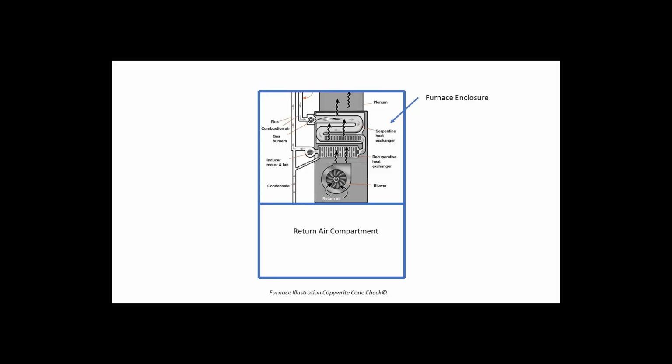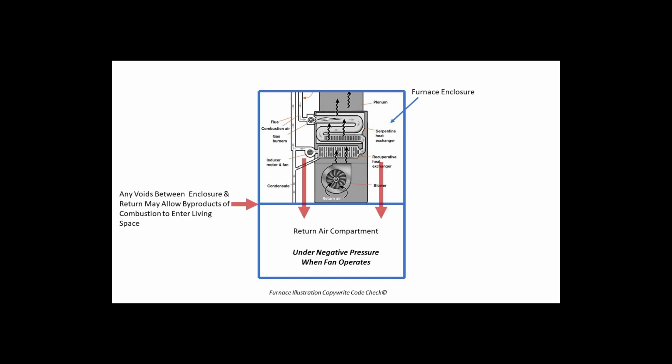So if we see a furnace in a closet and the return air is down below, a very common set of circumstances, as soon as the fan comes on, we get negative air pressure in that return air compartment. As soon as that happens, if there's any leakage between the enclosure that the furnace is in and the return air, we'll see combustion byproducts being drawn potentially into the living space.